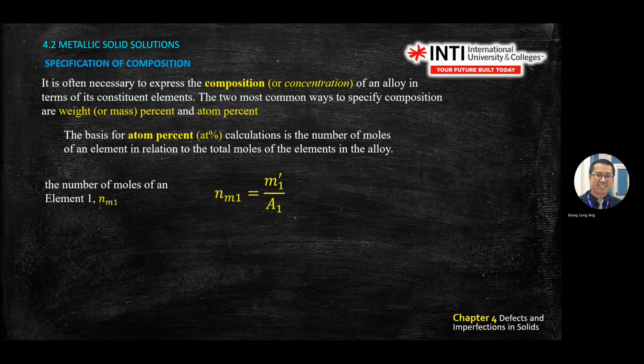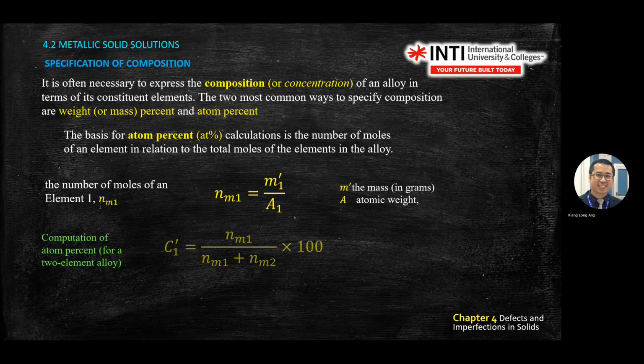Atom percent, at%, is a bit more complex. For atom percent you go for chemistry calculation, and normally you need moles. What you do is take the number of moles for element 1, which is the mass divided by the atomic weight. So you change the equation just now into number of moles if you want to calculate atom percentage.